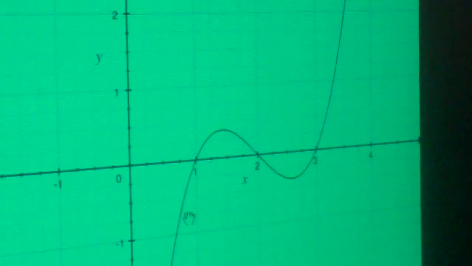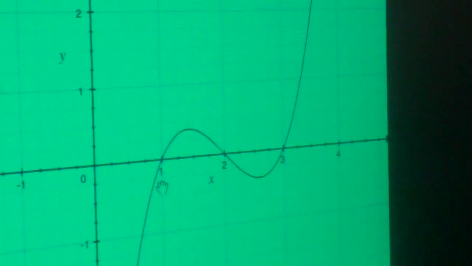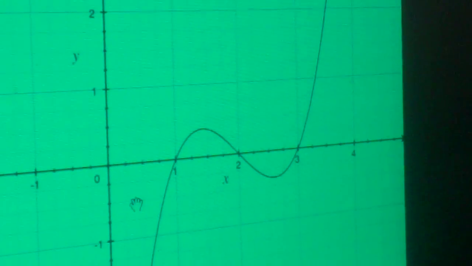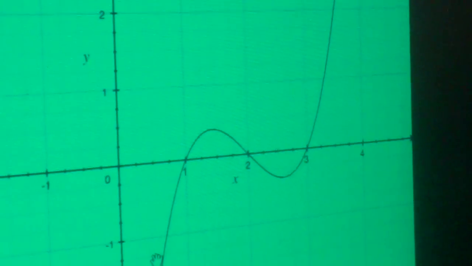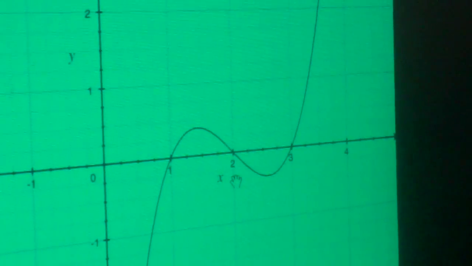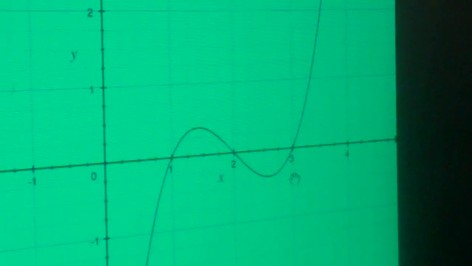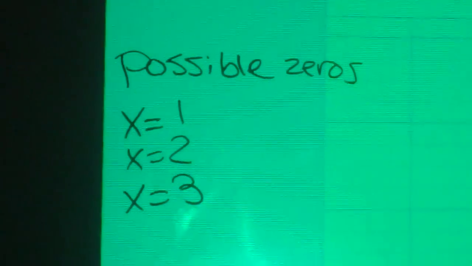And in order to find your possible zeros, you look for the point where the equation intersects with the x-axis. So we have 3 of those points here, which we can see at x equals 1, x equals 2, and x equals 3. So 1, 2, and 3 are all of our possible zeros.